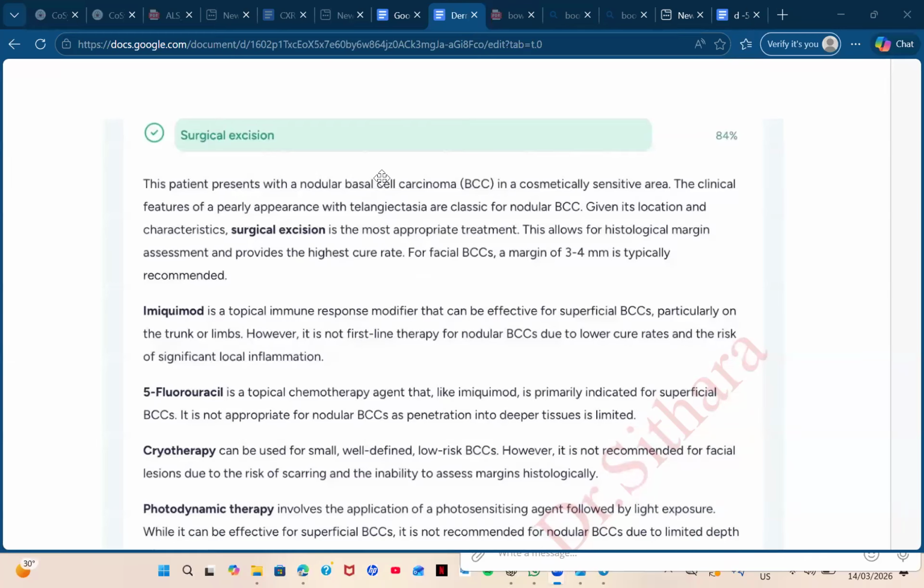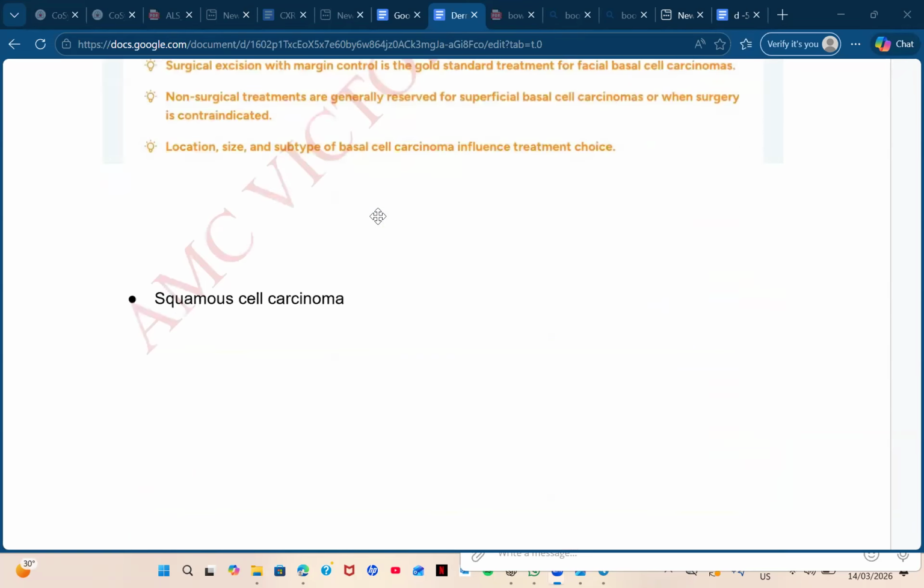If this BCC is very aggressive, after excision what can we do, doctors? Yeah, usually we can do radiotherapy as well as adjuvant therapy after excision, for aggressive BCCs, right? Aggressive BCCs. Please remember this part as well. Yeah, that's all for BCC.